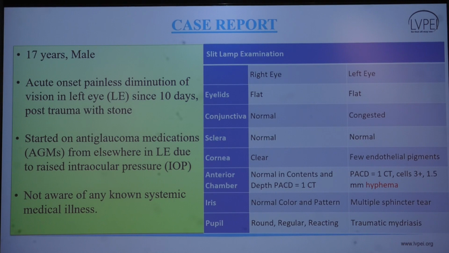This is a 17-year-old male who had come to us with acute onset painless diminution of vision in the left eye since 10 days, post-trauma with a stone. He was started on anti-glaucoma medications from elsewhere in the left eye because of raised IOP. The patient did not have any systemic medical illnesses. The right eye anterior segment and fundus were within normal limits, whereas the left eye showed a few endothelial pigments, 1.5 millimeter hyphema, and cells in the AC, and multiple sphincter tears and a traumatic mydriasis.